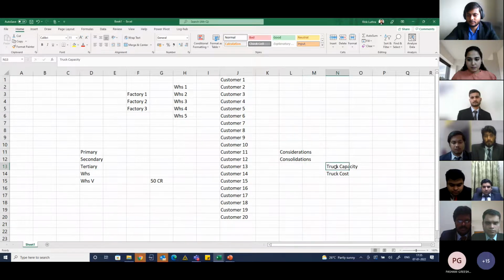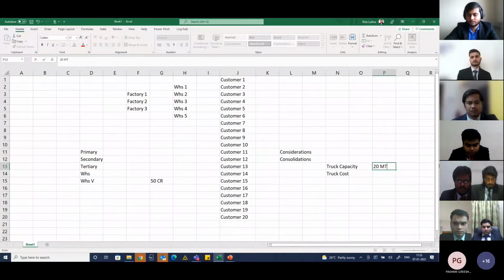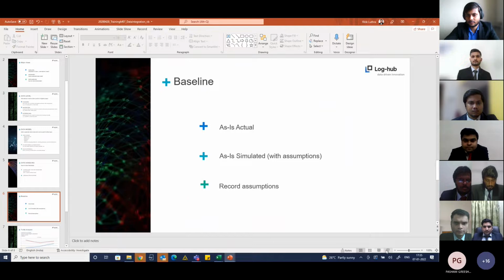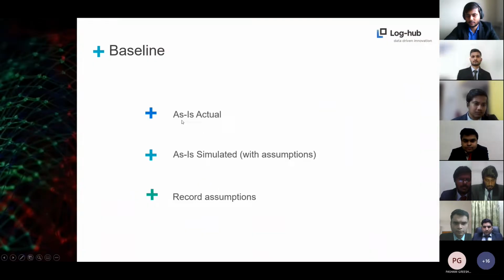What would happen once you have completed these activities? So let's say your truck capacity came out to be 20 tons, and your truck cost came out to be 55 rupees per kilometer. What would you do with these numbers? You would use these numbers to simulate your baseline. So whenever you're working on data, you will take your as-is actual, then you will simulate that as-is actual scenario with assumptions and consolidations to find out a simulated baseline.